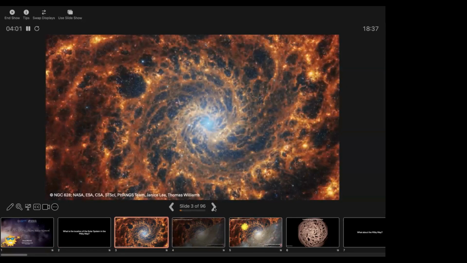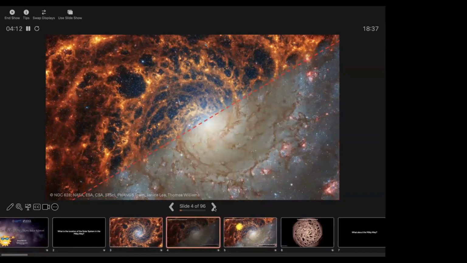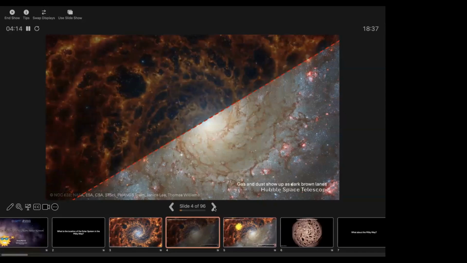But actually, we have also other wavelengths using our telescopes. And the same galaxy in another wavelength would look like this. So just to show you, these are two different wavelengths. This picture was taken by the Hubble Space Telescope, and it is in visible light. And here you can see these brownish patches, and this is dust and gas.